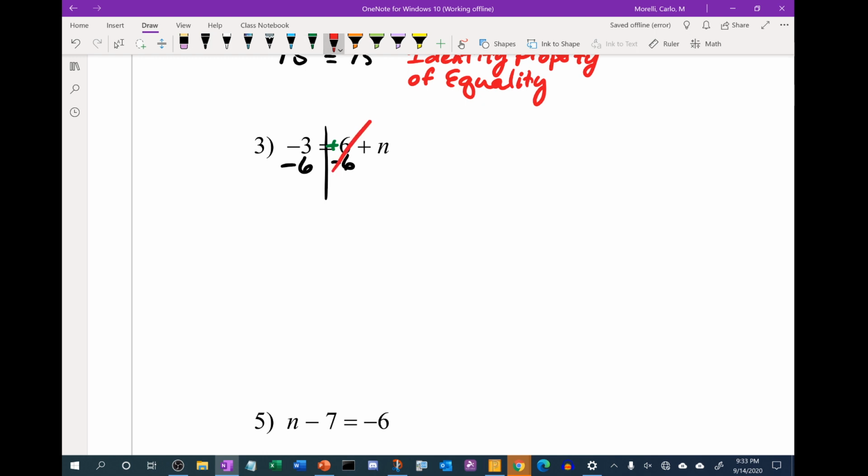Okay, on the right I can just kind of strike that out. But here, be careful because you've got negative 3 minus 6. This is actually going to be an addition problem with a negative answer. So 3 plus 6 is 9. So it's negative 9. Negative 3 plus negative 6 is negative 9. So I've got negative 9 equal to n. That's what I think it is. But now let's run our check, okay?